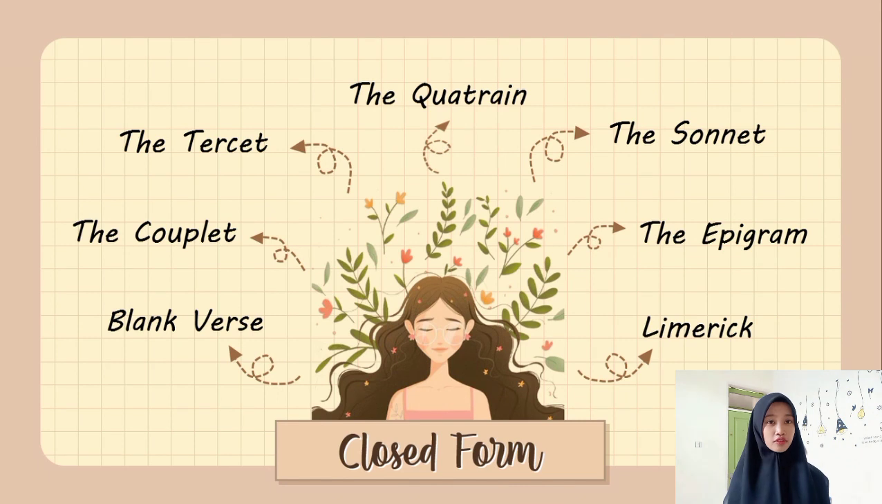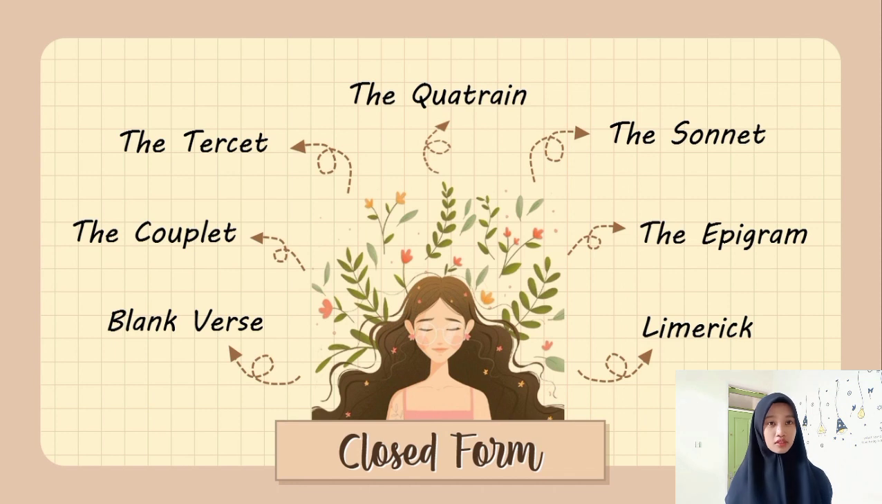First, blank verse. Blank verse is one line pattern, it doesn't have stanzas. Second, the couplet. The couplet is a two-line stanza which usually rhymes. Third, the tercet. The tercet is a group of three lines. If they rhyme, they usually keep one rhyme sound. Fourth, the quatrain. The quatrain's distinctiveness lies in its heavy use of rhyme.